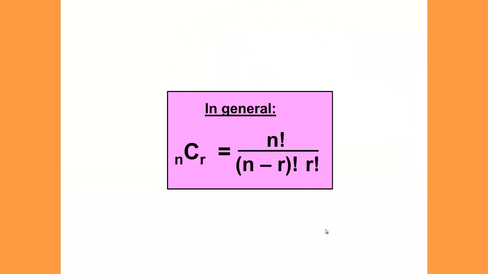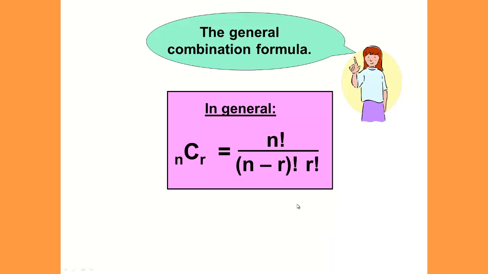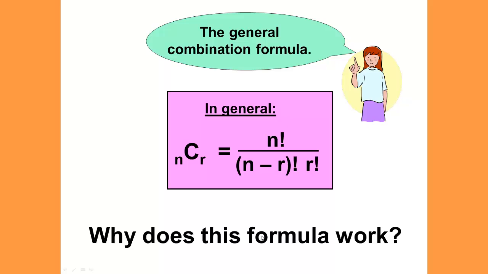Now let's look at our combination formula, and in general that formula is nCr equals n factorial over n minus r factorial, r factorial. Why does this formula work? Again, we're going to start with the same 5 letters and we're going to choose 3 from that as a combination. Because we have a combination, no repeats are allowed and order is not important.